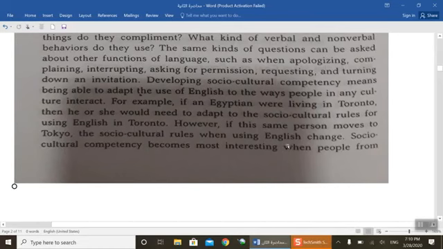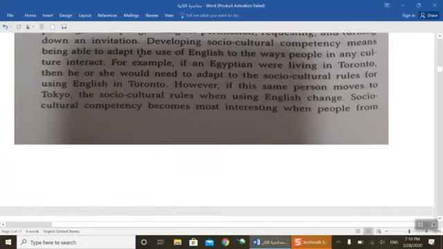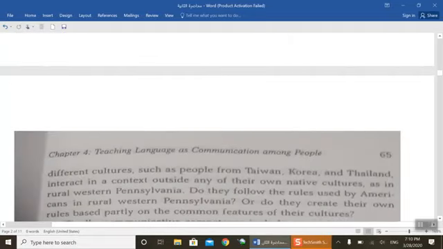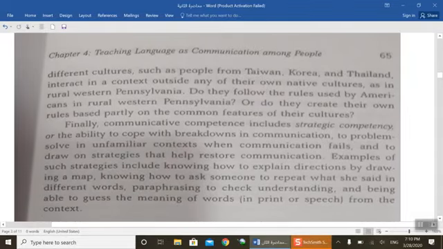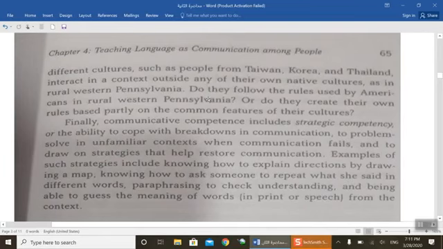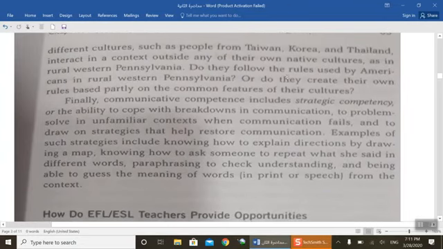However, if this same person moves to Tokyo, the socio-cultural rules when using English change, of course. When this person moves to Iraq, of course, they change. Socio-cultural competency becomes most interesting when people from different cultures, such as from Taiwan, Korea, Thailand, interact in a context outside of their own native cultures, as in rural western Pennsylvania, etc.